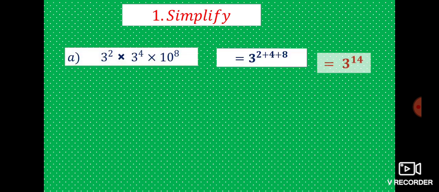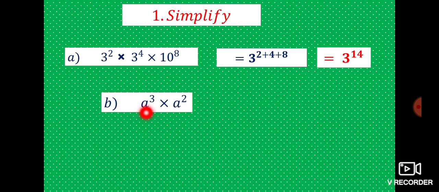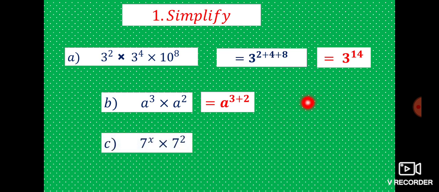Consider question B. A cube into A square. Here the same base and multiplication. So we can write A raised to 3 plus 2, or you can write A raised to 5, since 3 plus 2 is 5. Next, 7 raised to x into 7 square. We add these two powers, 7 raised to x plus 2. No need of writing any other answer, 7 raised to x plus 2.